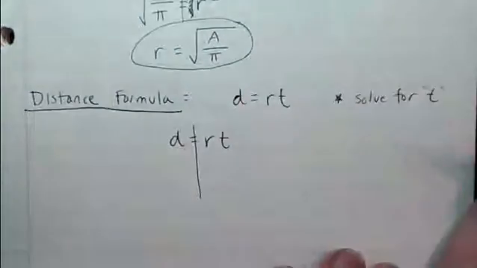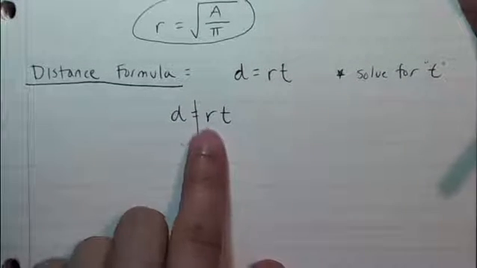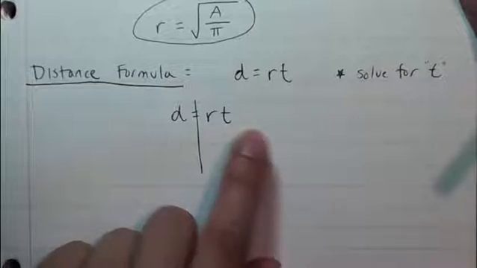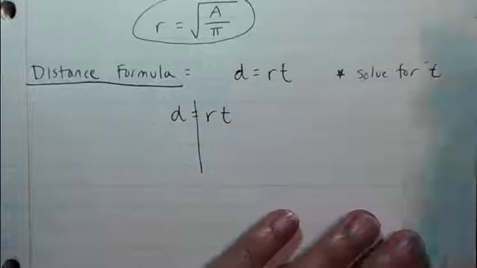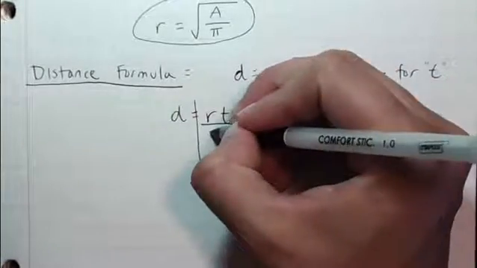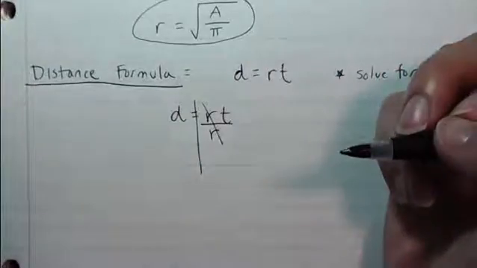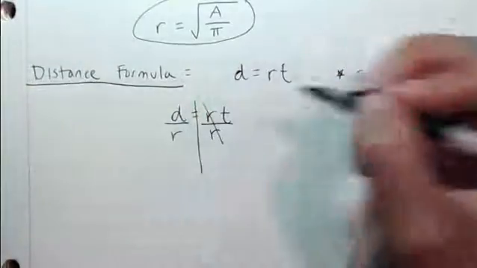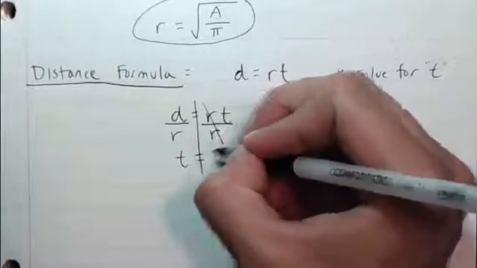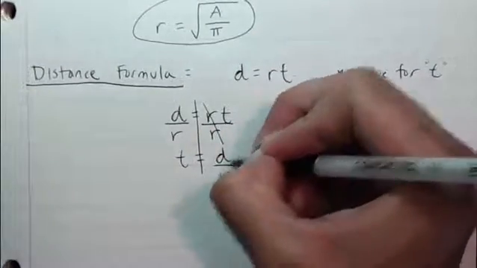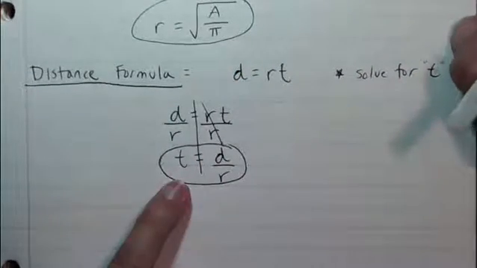I want t by itself. So right now it's r times t. What's the inverse operation of timesing something or multiplying something? It's division. So if I divide that by r, r divided by r is 1. Whatever I do to one side, I have to do to the other. So my answer here is t is equal to d divided by r. And that's what I solved for, t. T is what I solved for.